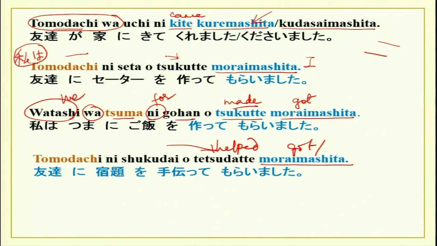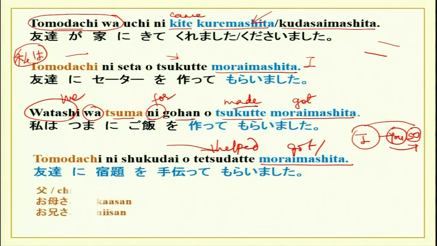Moraimasu and kudasaimasu, that will change. You can give something, as I had explained earlier. I can give you and I can give someone else as well. You can also give someone something. Now, you can see very clearly, instead of tomodachi, you can put chichi, oni-san, haha, someone over here. Tomodachi ni shukudai o tetsudatte moraimashita. Chichi ni shukudai o tetsudatte moraimashita. Haha ni something o oshiete moraimashita. So, you can replace tomodachi with any of this.